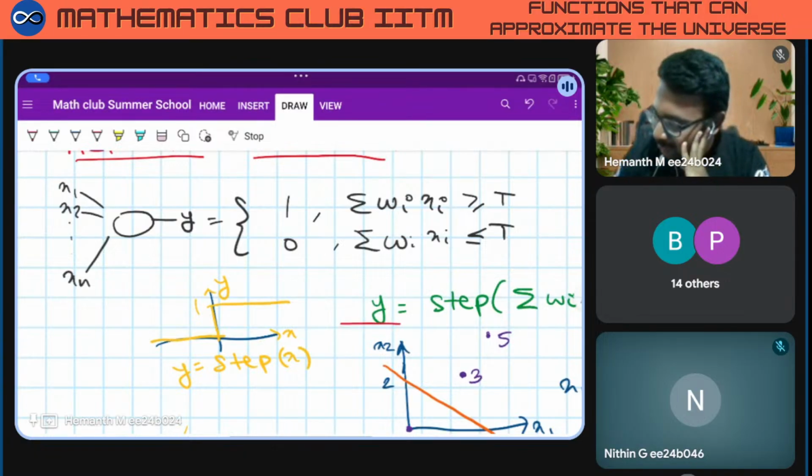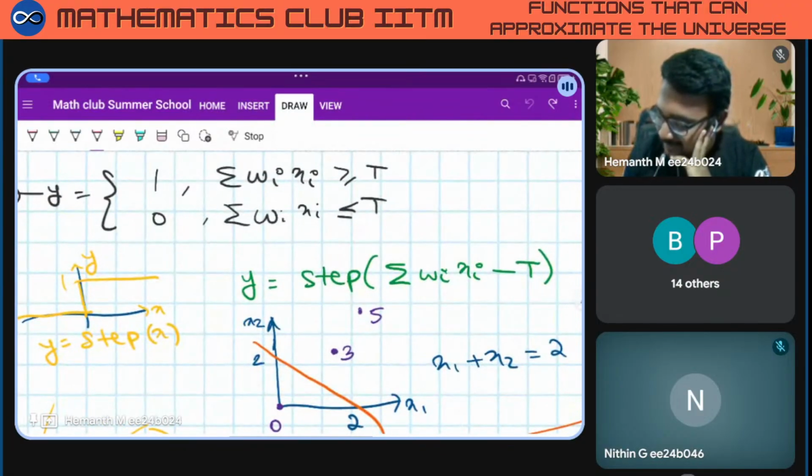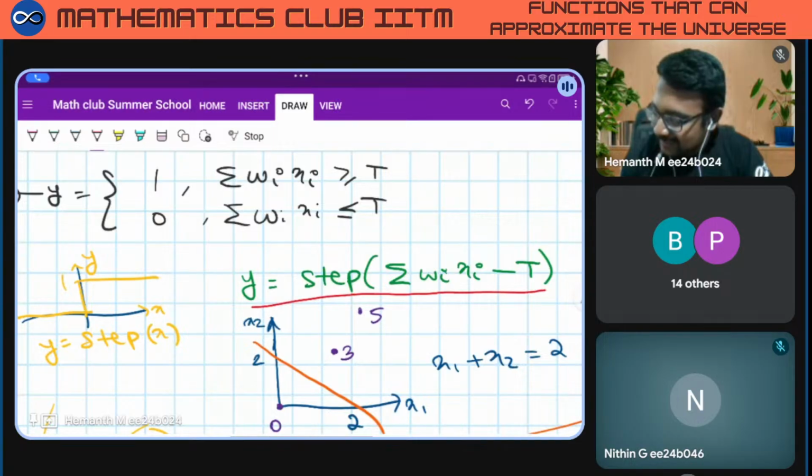Now, instead of this, what we can do is write the same thing, this output y, in terms of what is known as a step function. I think I discussed this earlier as well. This kind of function is known as a step function, where the output is 1 when the input is greater than 0, and it is 0 when the input is less than 0. So we can write the output of this perceptron using this step function as y is equal to step of sigma wixi minus the threshold t.